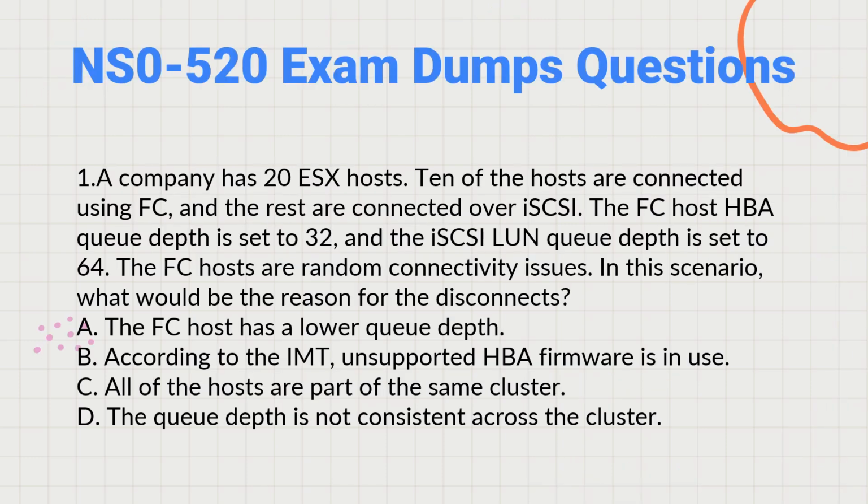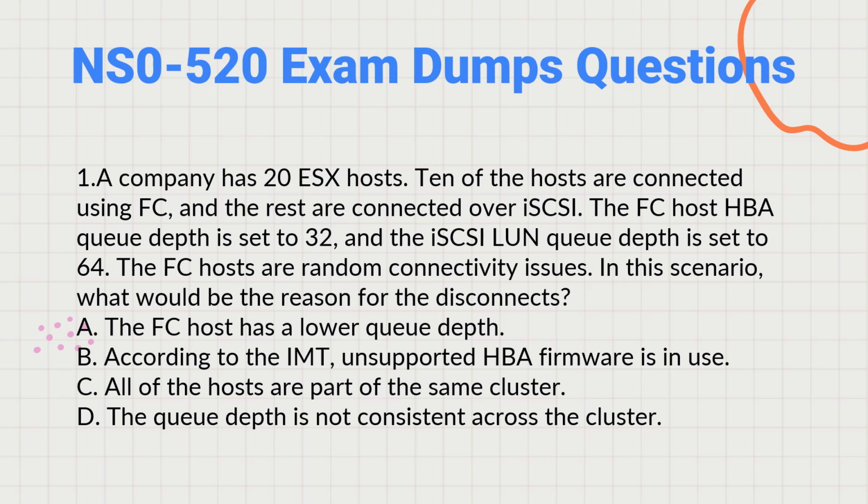1. A company has 20 ESX hosts. 10 of the hosts are connected using FC, and the rest are connected over iSCSI. The FC host HBA queue depth is set to 32, and the iSCSI LUN queue depth is set to 64. The FC hosts have random connectivity issues. In this scenario, what would be the reason for the disconnects?